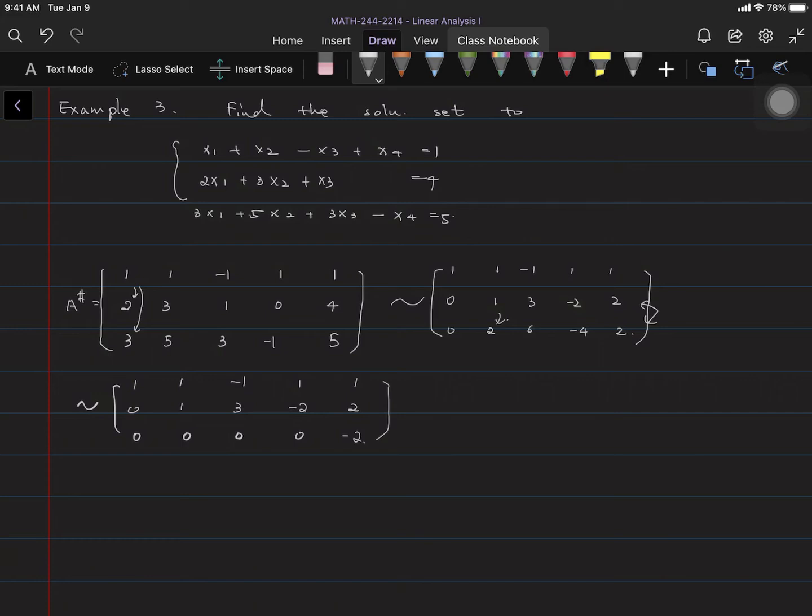Do you still remember for the augmented matrix, the last column means the right side of the equation? If we look at row 3, that means 0 equals negative 2. That is impossible, right? So in this case, that means there's no solution, and we also call that inconsistent. This system is inconsistent.